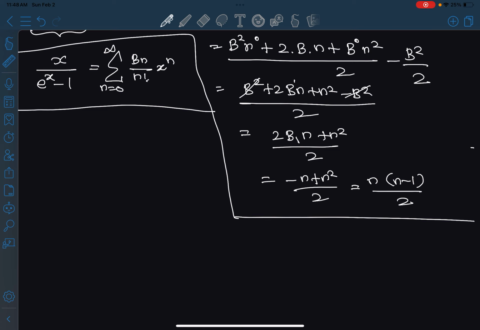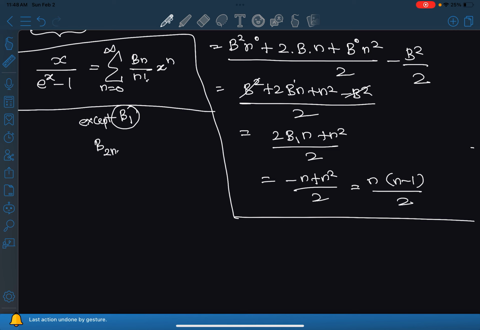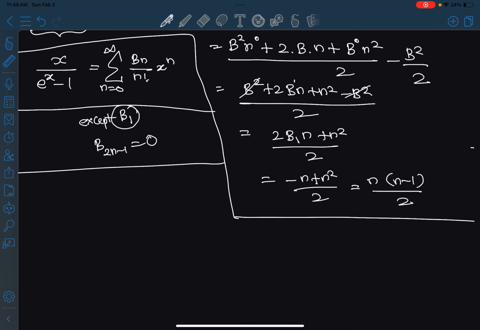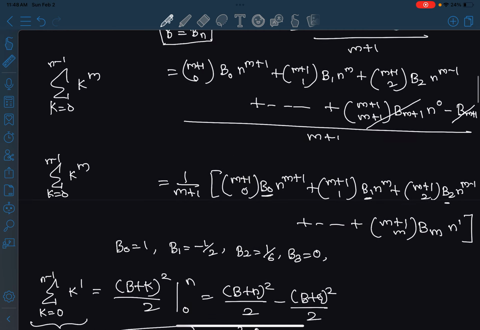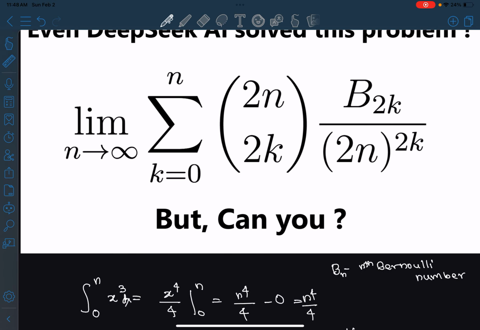And also please do know that except b sub 1, all the b sub 2n plus 1s are 0. That's also an interesting observation about Bernoulli numbers, and you can prove this using some other definitions of Bernoulli numbers, right? Okay, now let us finally go into solving this problem.